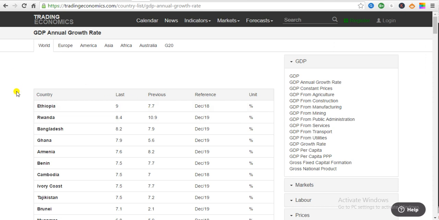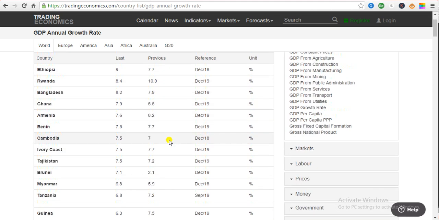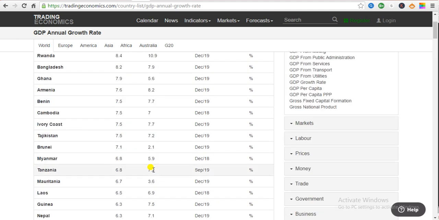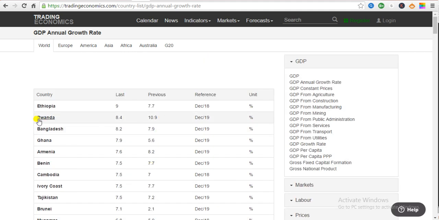This is a fast growing economy. From the updated data, we see that Rwanda seems to be the fastest growing economy in the world. And it previously had a 10% growth. That is pretty high. Just scrolling down here, I don't see anything else with 10%. So this is pretty impressive.